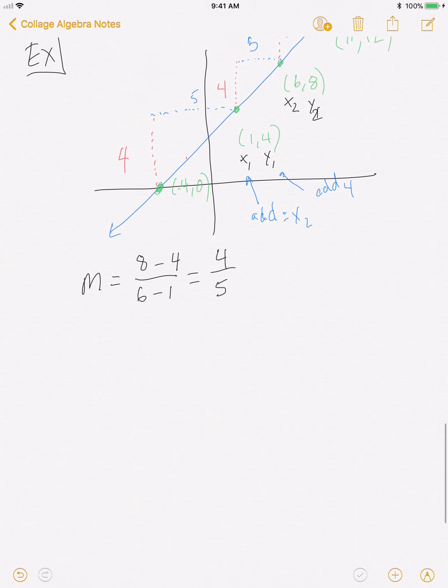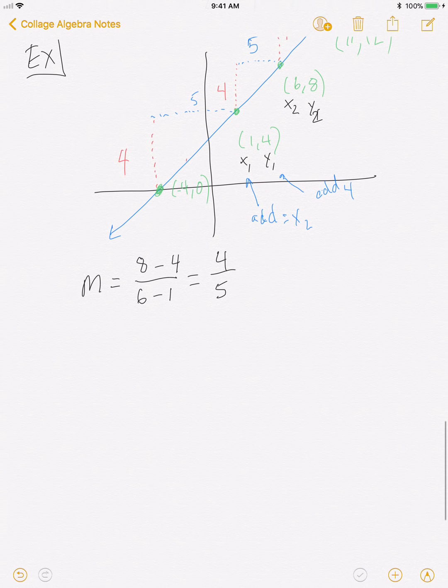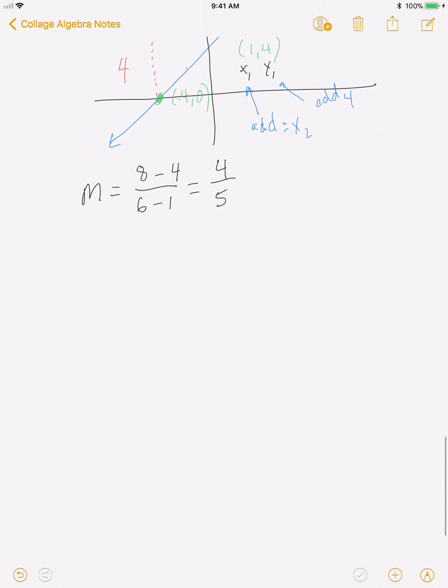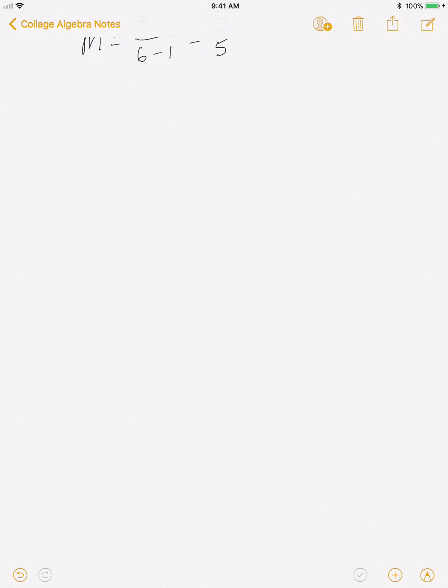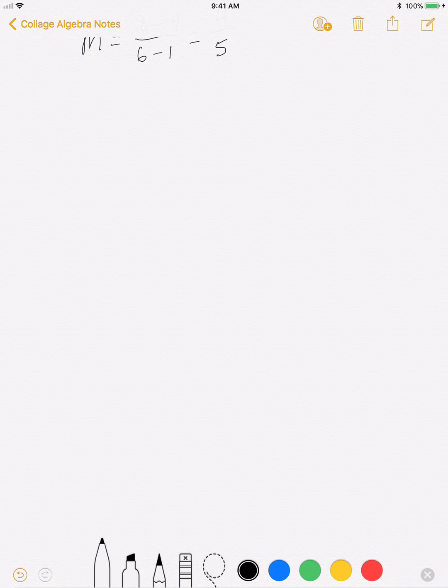But that's the power of understanding the slope. Once you know a point and the slope, that's enough for you to get the graph of the function and also the equation of the function.